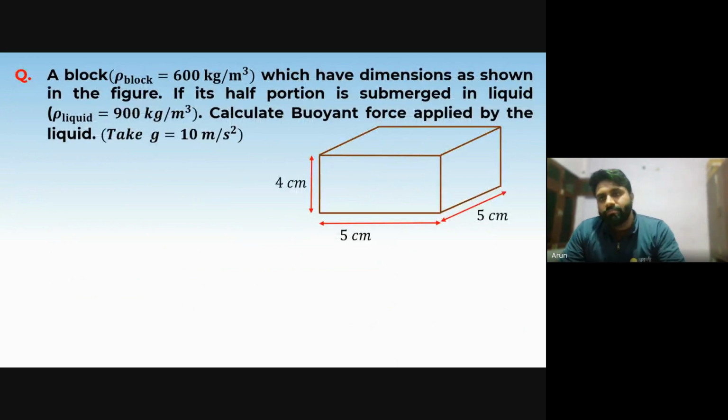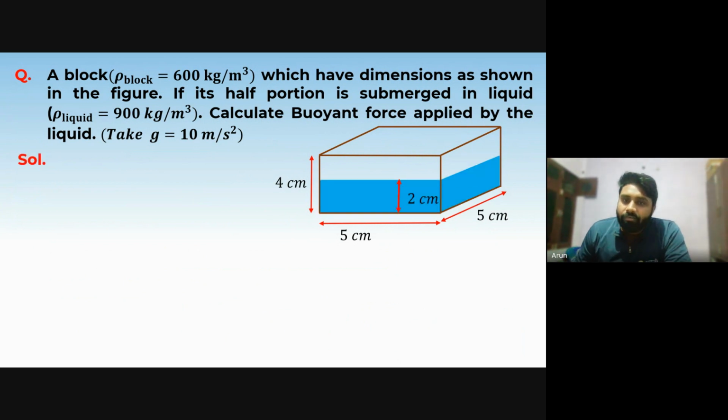So we will come up with a question here. A block is given with a density of 600 kg per meter cube, which has the dimensions shown in the figure. If its half portion is submerged in a liquid of density 900 kilogram per meter cube, then calculate the buoyant force applied by the liquid. It is given in the question that half of its portion is submerged in the liquid. So the liquid is filled up to 2 centimeter height because the block is 4 centimeter. So for the half portion we have to fill the liquid up to 2 centimeter height.